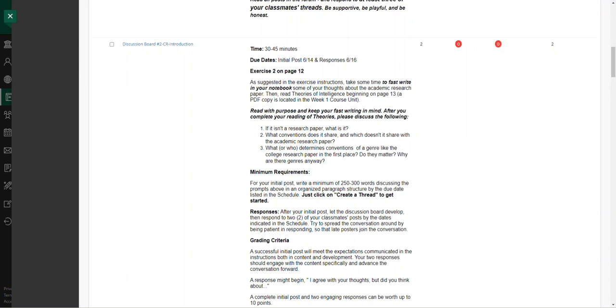This week, since we're working in the introduction of the Curious Researcher, what I'd like to do is just point out discussion board number 2. It's exercise 2 on page 12, taking a look at that activity.